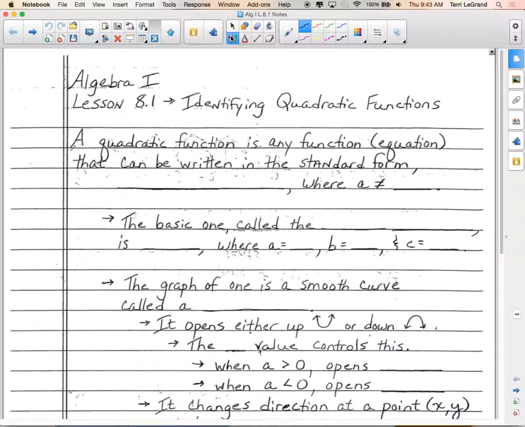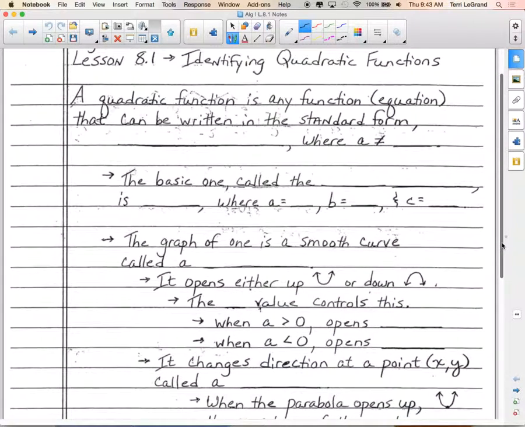So in your reading, hopefully you read about a quadratic function when it's written in standard form. Anybody see in there what the standard form is for the quadratic function? Y equals ax to the second plus bx plus c. Okay, so let's fill in that blank there. We have y equals ax squared plus bx plus c. That is the standard form of a quadratic function.